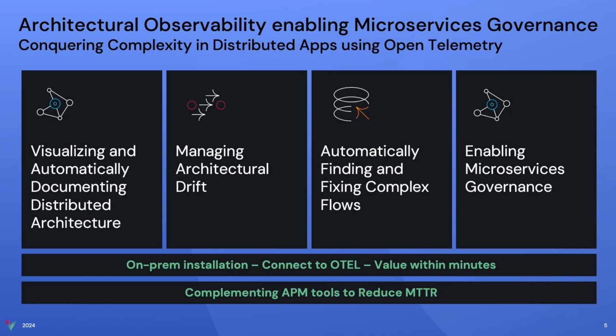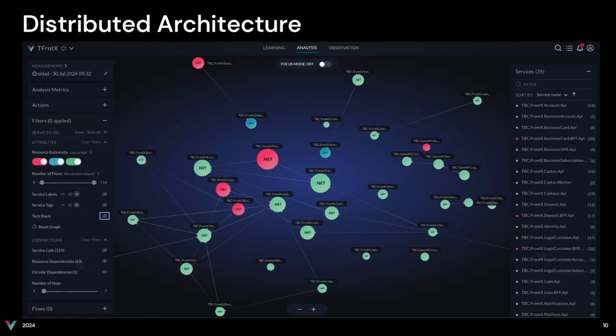Lastly, all these governance capabilities complement APM tools to reduce mean time to resolution. While APM tools focus on symptoms like outages or performance issues, architectural observability focuses on the underlying architectural issues that may lead down the road to performance issues. Architectural observability is essentially shifting left for resiliency, scalability, and engineering velocity. Let's see how these capabilities actually look in the product.